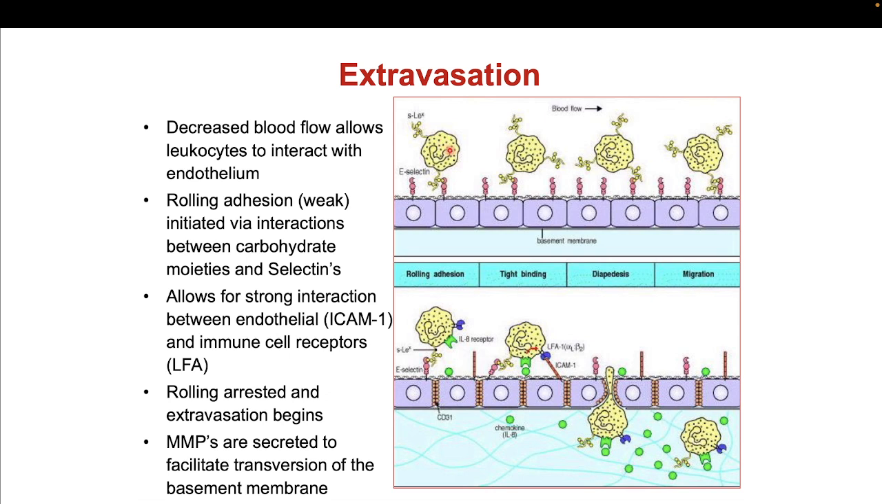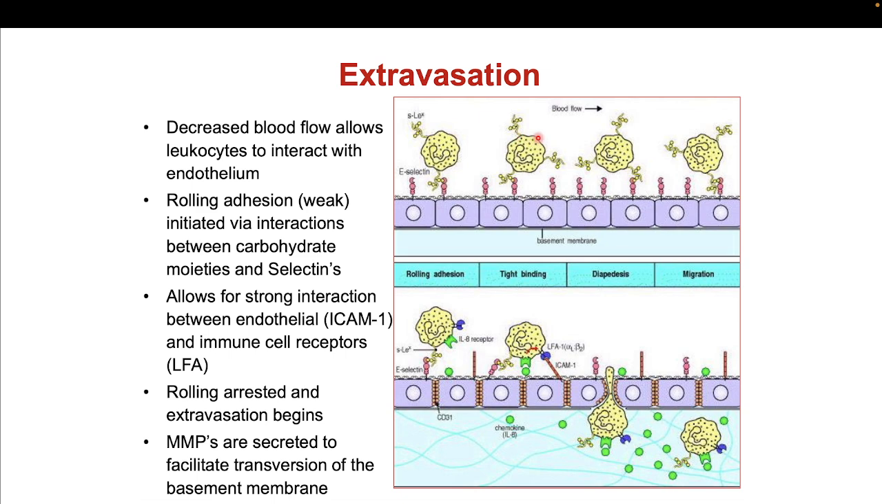So the cells which are now moving in the blood vessel, since the blood flow has been reduced to a very low speed, the immune cells can then interact with a lot of these factors which are present on your endothelial cells. These are your selectins, which are transmembrane proteins which then identify this particular neutrophil. Once they identify, they start interacting with each other. So this is nothing but capture of your immune cells.